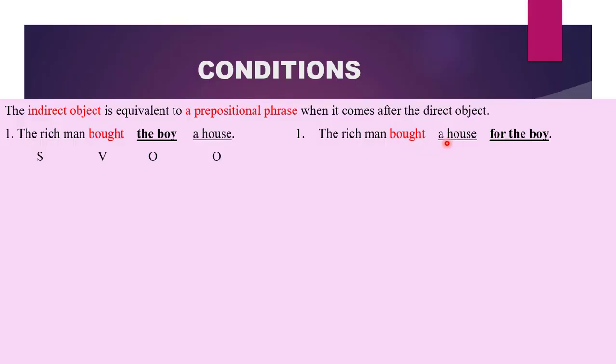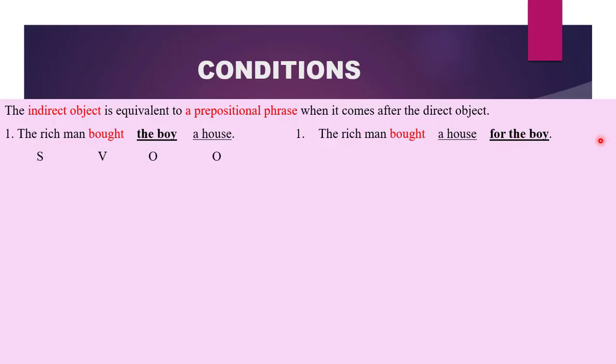A house was our direct object. It is the thing that suffers from the action, so it is our direct object. We will label it O as an object. What about for the boy? Here we can see that the boy who was enjoying this action has become part of a prepositional phrase.